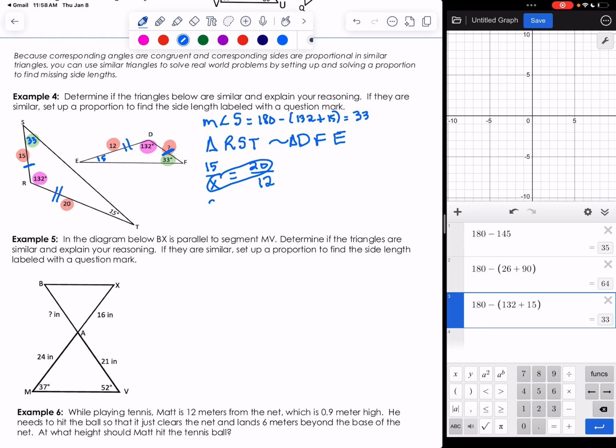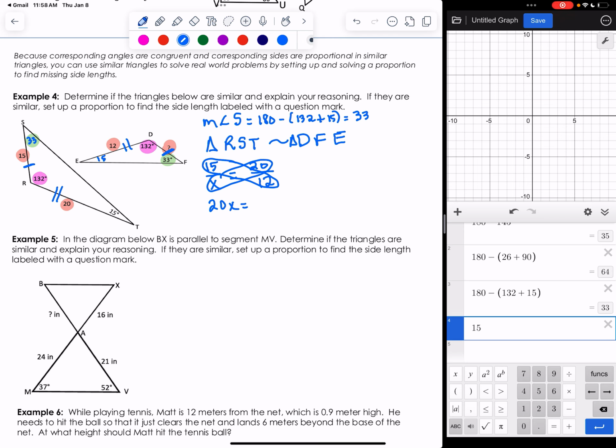Now we'll just use cross multiplication to solve this. So 20x is equal to 15 times 12, which is 180, and then divide both sides by 20. So 180 divided by 20 would be 9. So our missing side length is 9. Now, they didn't give us units, so we'll just leave it as x equals 9.